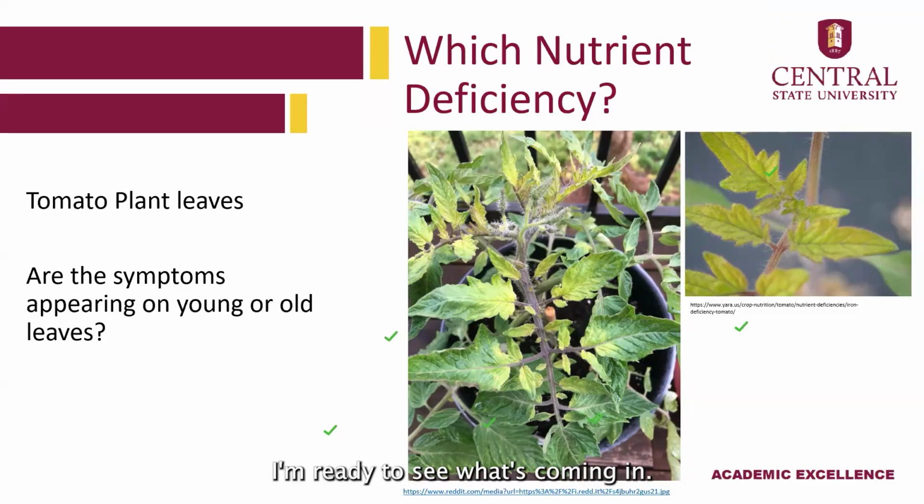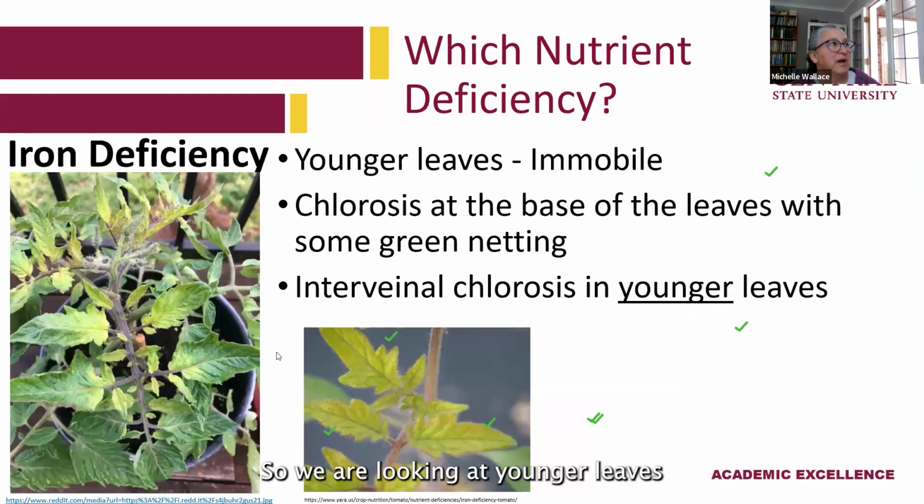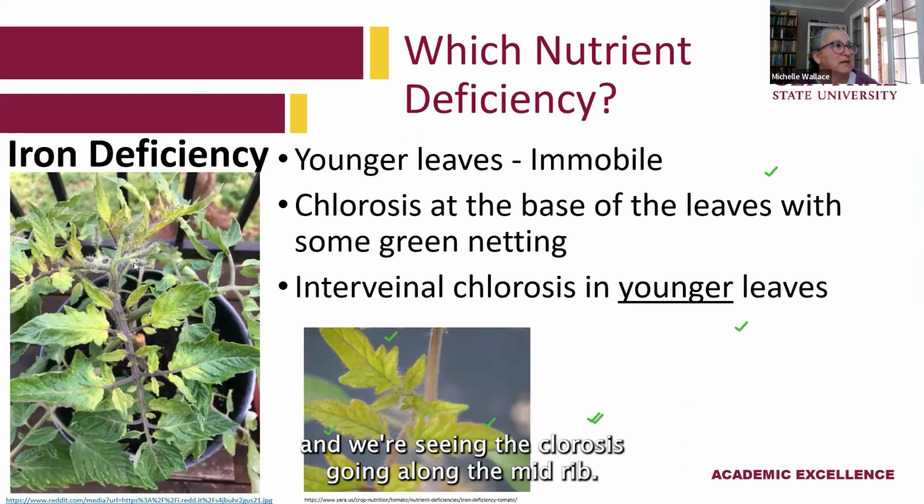All right, I'm ready to see what's coming in. Ooh, we have some disagreements. Let's see. Mostly are saying young right now. One person said old. All right, so we see some buds, and tomato flowering. So we are looking at younger leaves, and we're seeing the chlorosis going along the midrib.